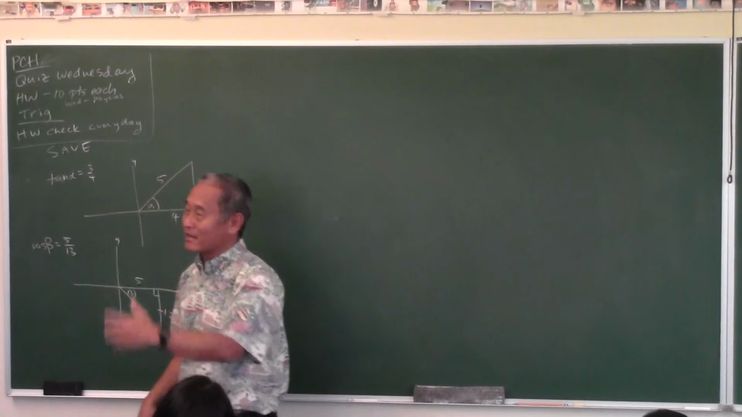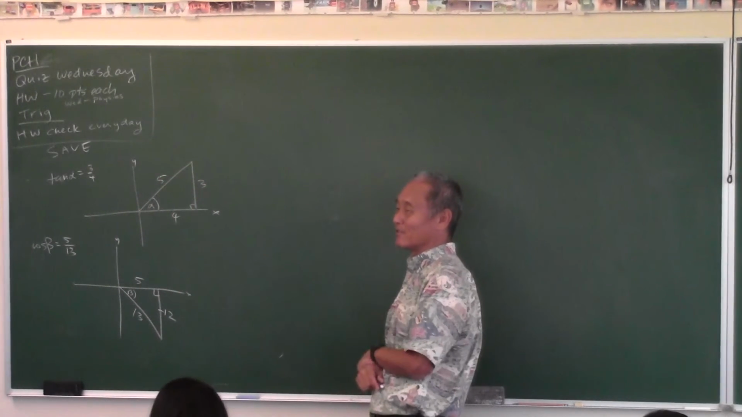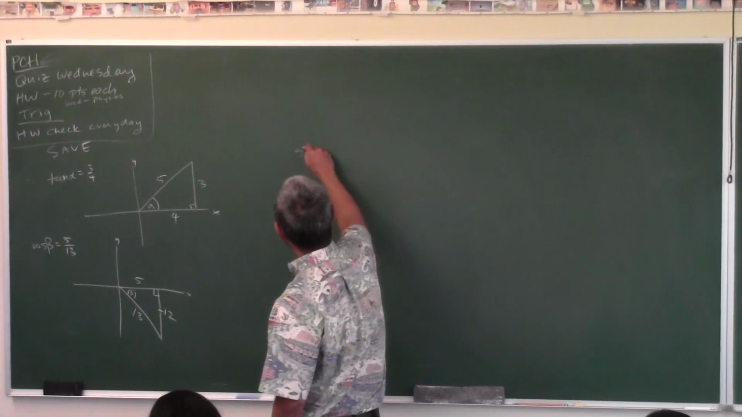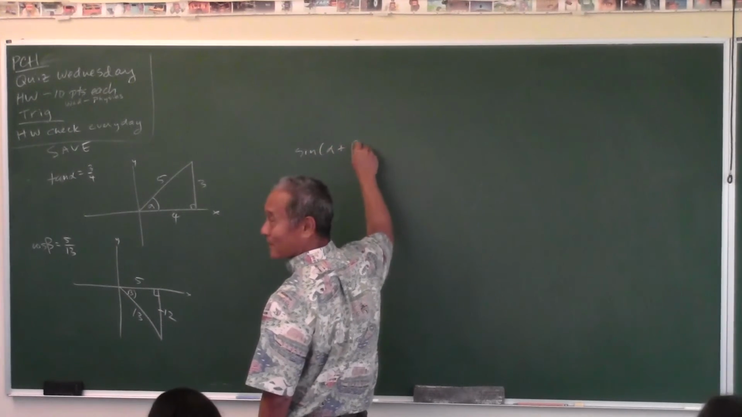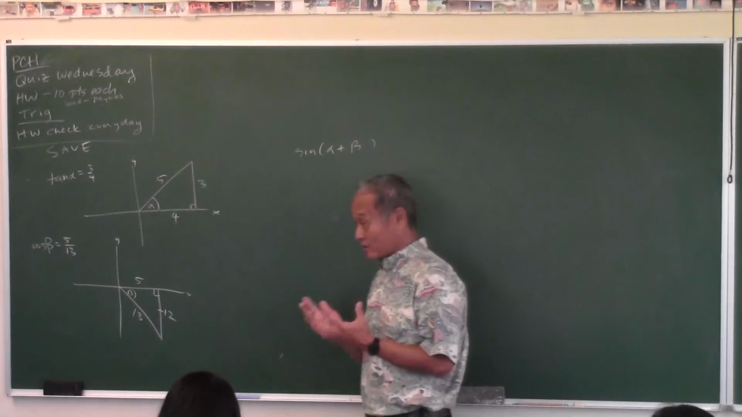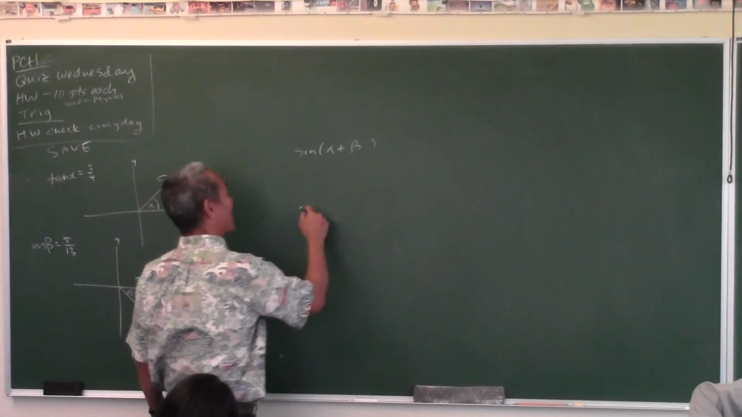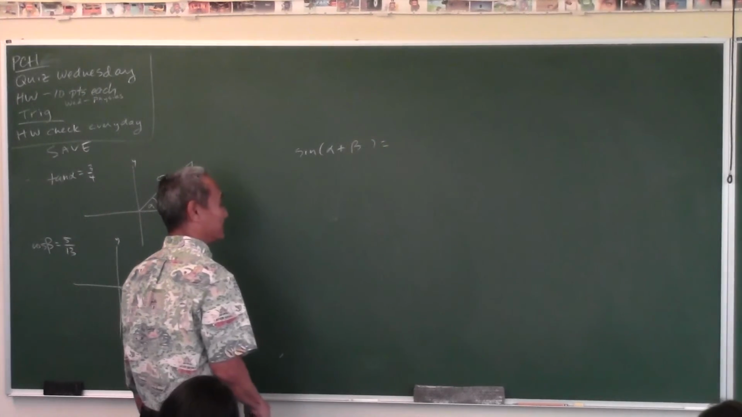Okay, so all you got to do is use identity. I'll just do a few. Compute sine of alpha plus beta. Tonight's homework is sine of alpha minus beta. I'll just do plus. So the first thing you do is you write down the identity for this. What is sine of alpha plus beta equal to?